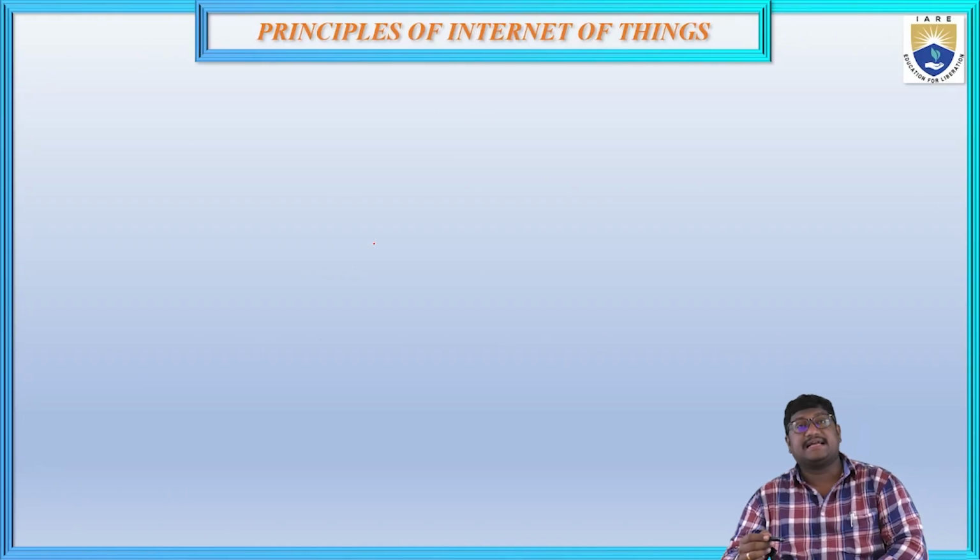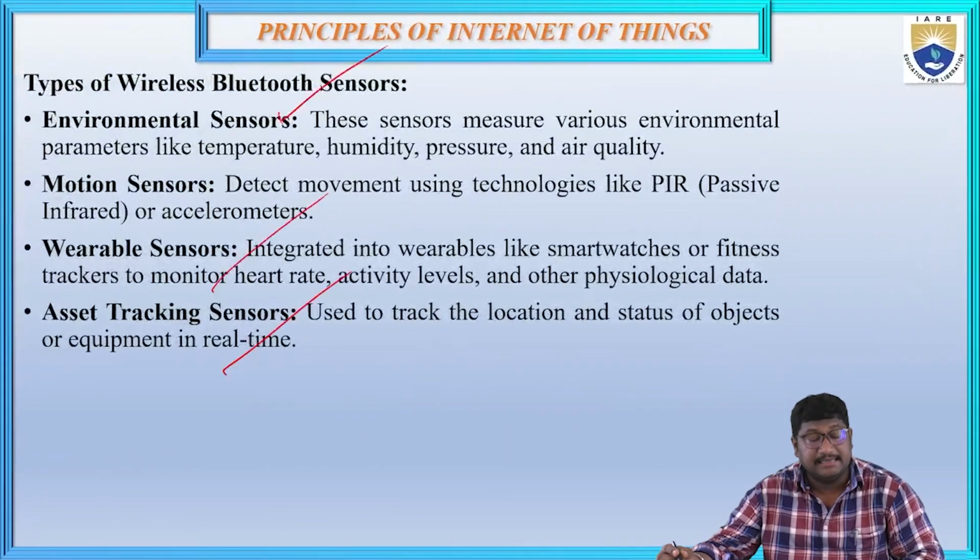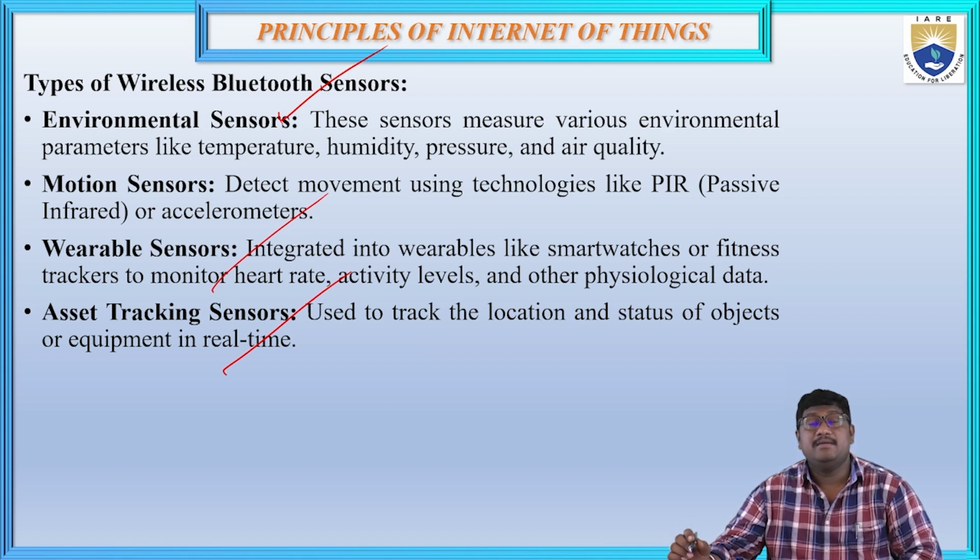These are the four different kinds of sensors which are presented in wireless Bluetooth sensors. Coming to environmental sensors, which are going to be utilized for measuring parameters such as temperature, humidity, pressure, air quality. These four sensors come under wireless Bluetooth sensors, which are used in environmental sensors.